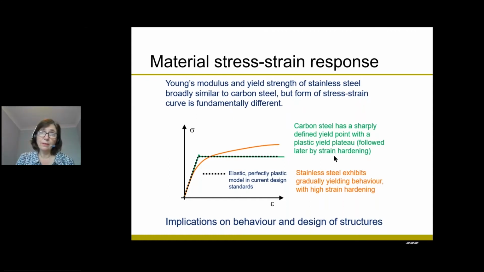They're not the only metals, of course, that have these characteristics, but they are a bit different from the carbon steels that we generally use for bridge design. And the non-linearity has some implications on how we design load-bearing members. But the good news is that Young's modulus and the yield strengths are broadly similar to carbon steel.